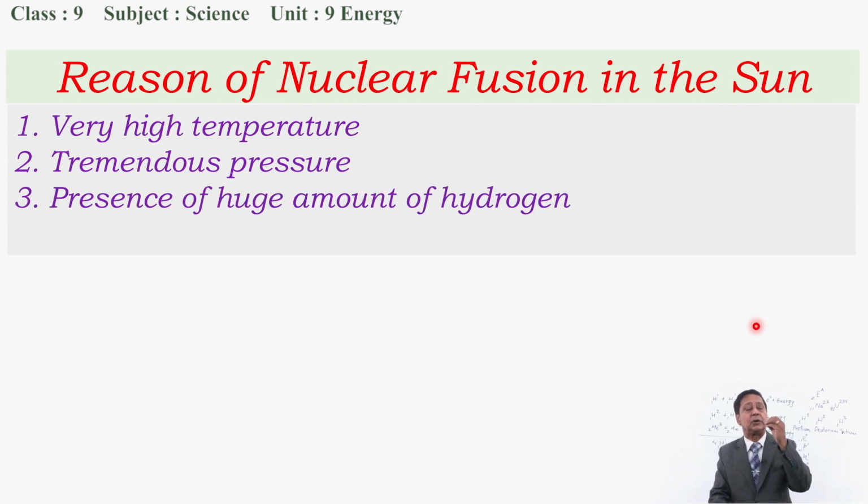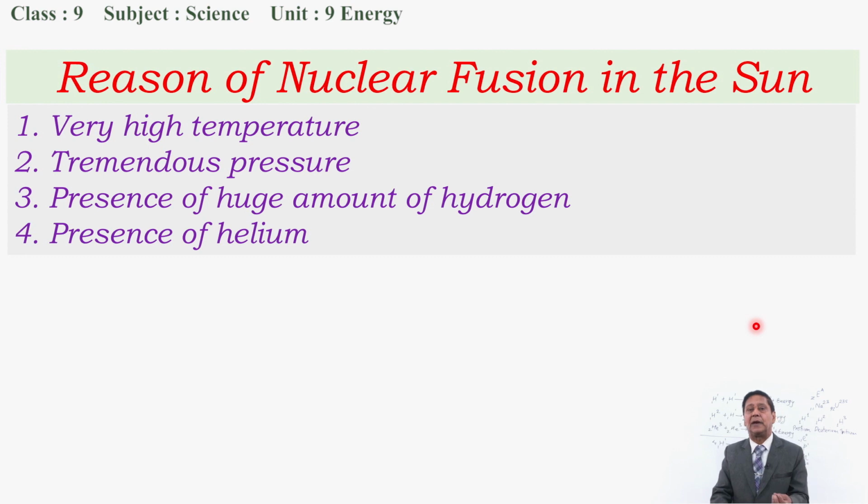Third, presence of a huge amount of hydrogen. Hydrogen is the major fuel for the nuclear fusion reaction, and 90% or more of the total mass of the sun is hydrogen, which is the major fuel for the formation of what? Helium, or for the nuclear reaction. That's why this is one of the major reasons for the nuclear reaction constantly taking place in the sun. We can also add this point, which is a little less important: the presence of helium also helps to create the pressure in the central part. Okay, these are the reasons for nuclear fusion in the sun.